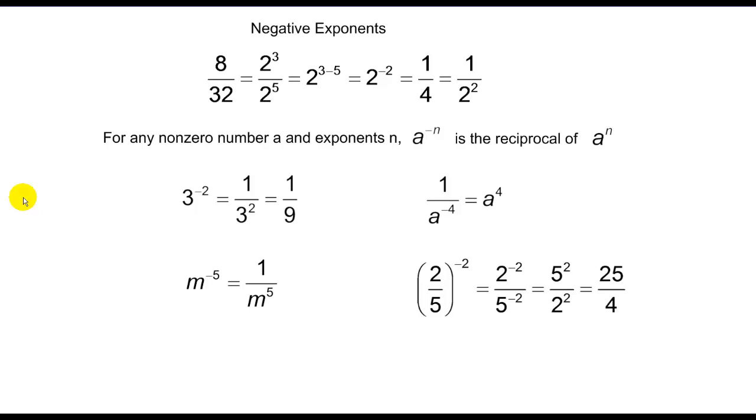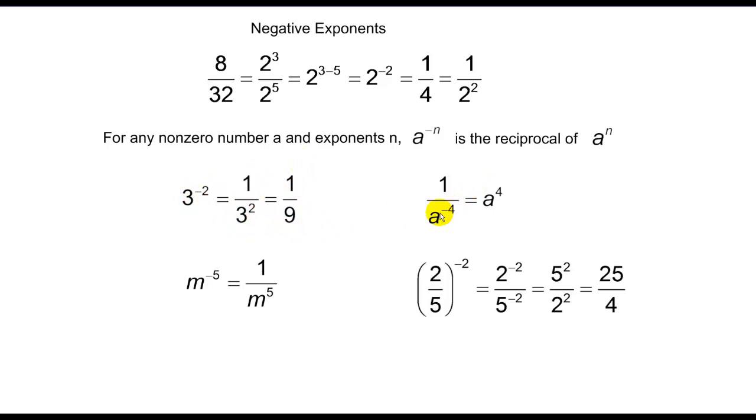So when we deal with negative exponents, another example is if I have 8, which is 2 cubed, and 32, which is 2 to the 5th, and I subtract those powers, I get 2 to the negative 2nd. However, we know that 8 over 32 is the same as 1/4, or 1 over 2 squared. So basically what we can say is that a negative exponent is the reciprocal of that base with a positive exponent.